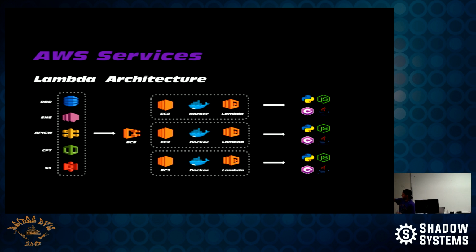Hope you can see it, because I know the lights are bleaching it out a little bit, but on the left side are going to be your event sources. So at the top there you have DynamoDB. It's a NoSQL database native to AWS. Simple notification service, again another AWS service. API gateway. CFT is a CloudFormation template.